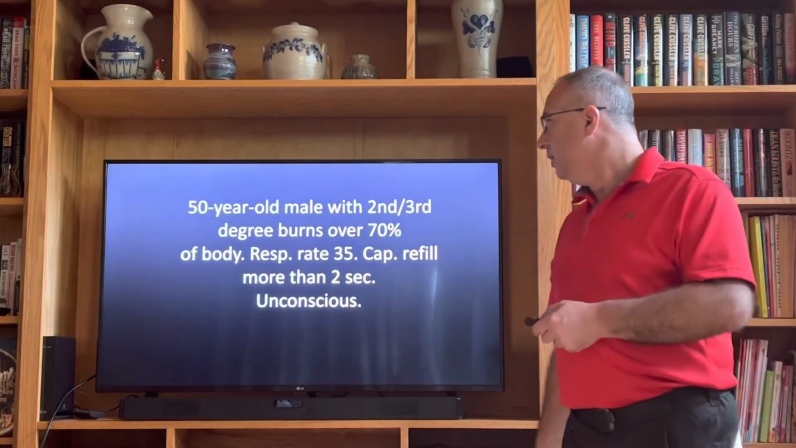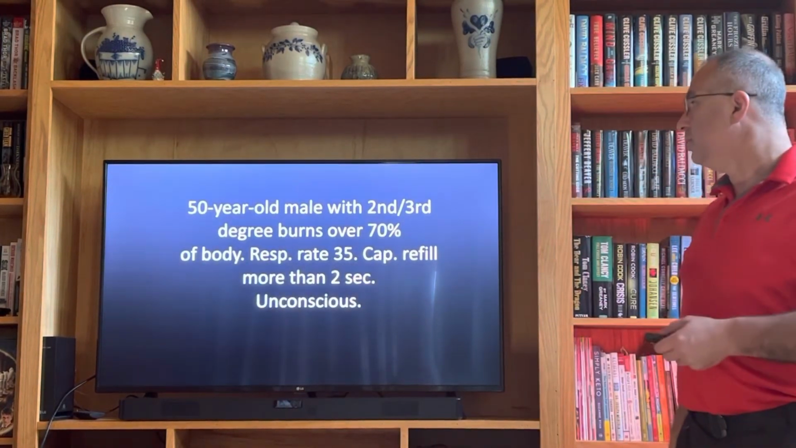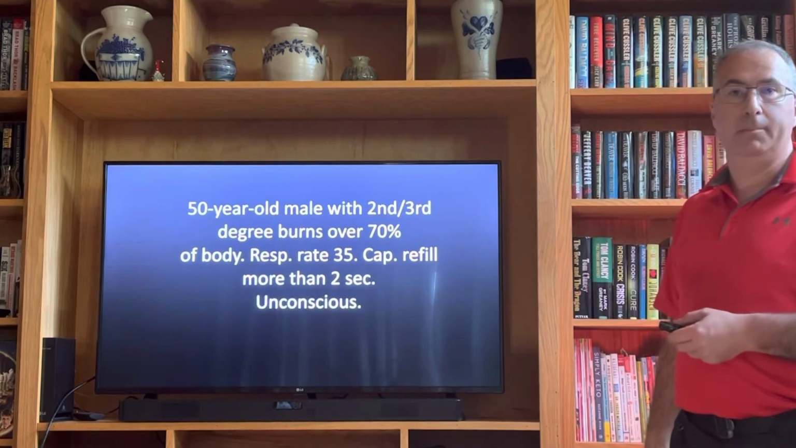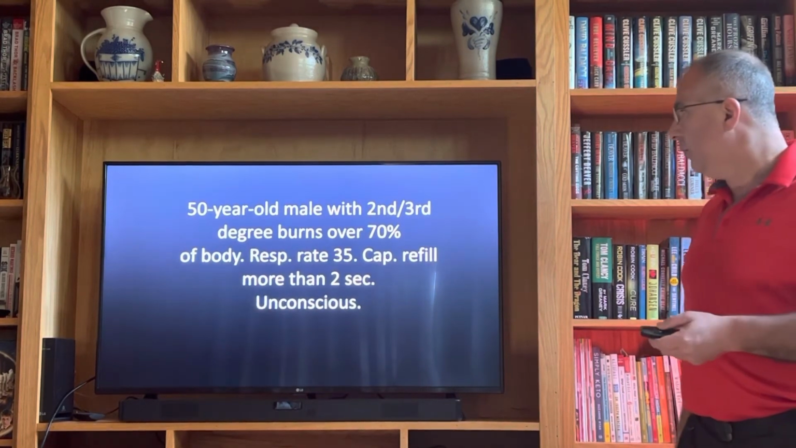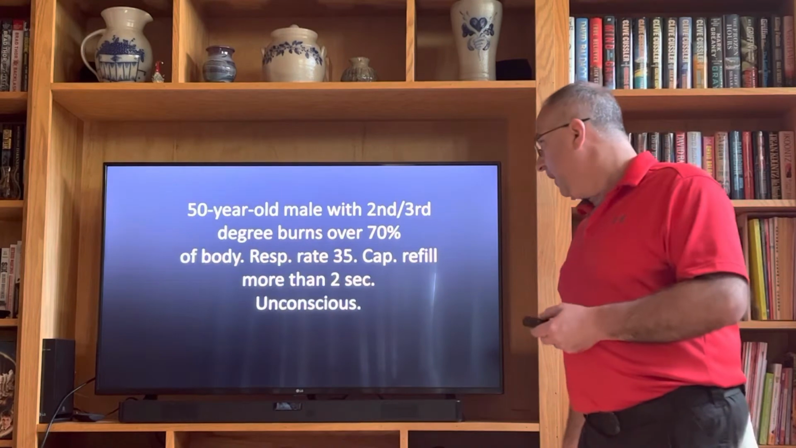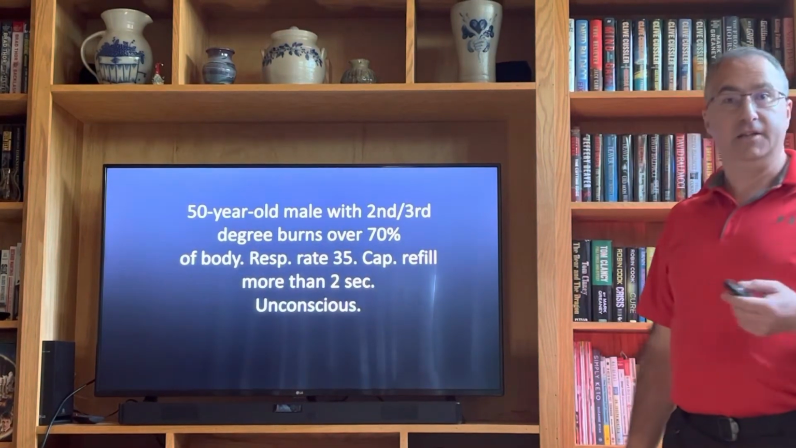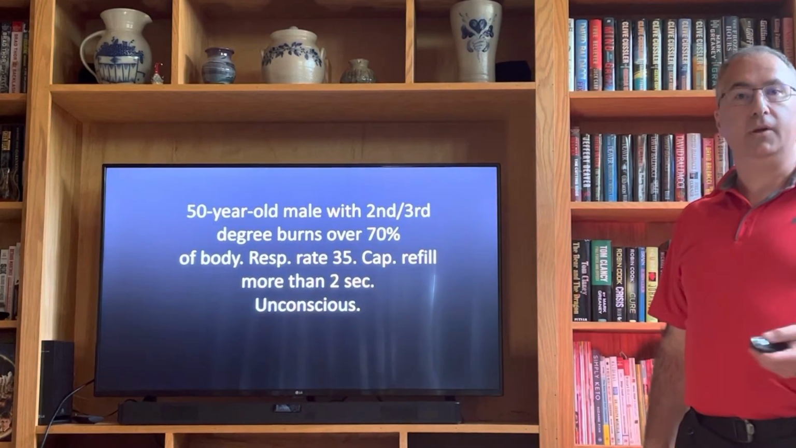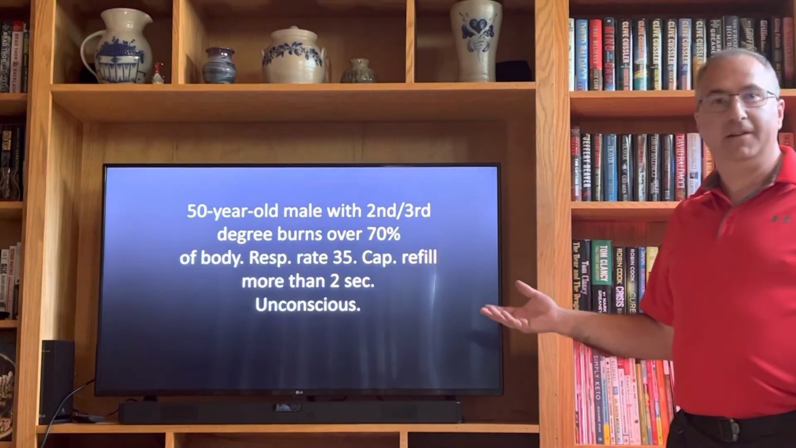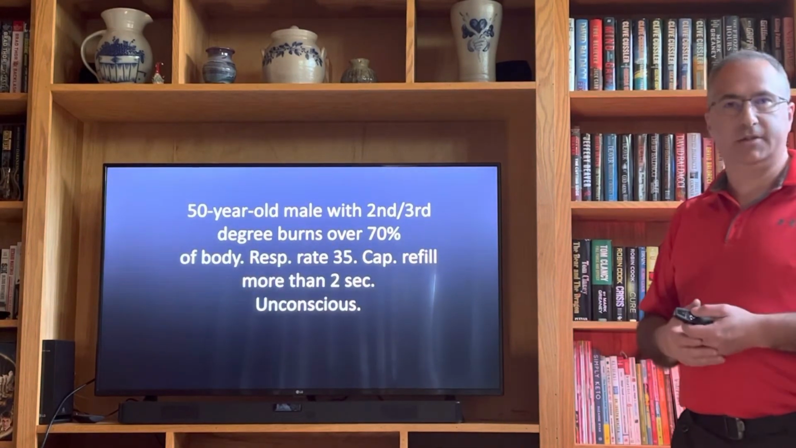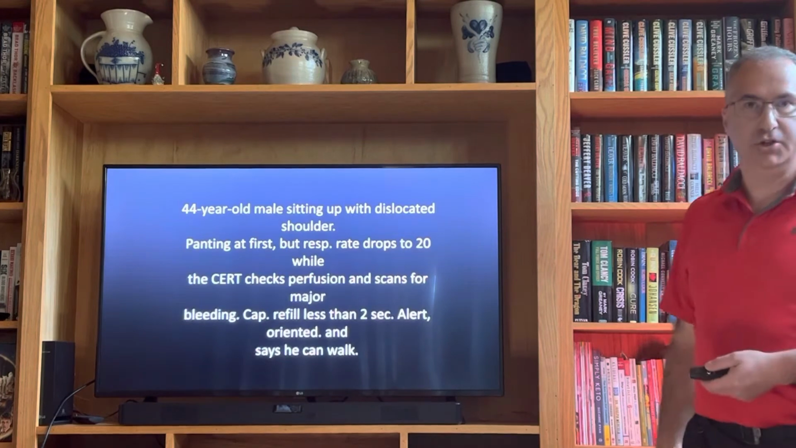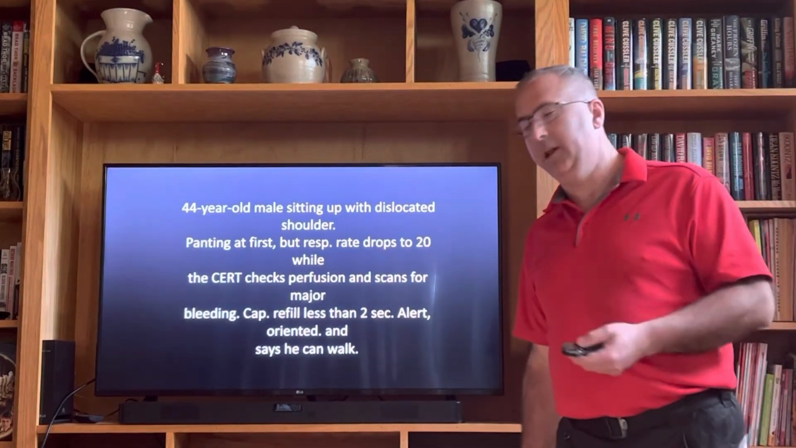So we have a 50-year-old male with second and third degree burns over 70% of his body. That's probably a bad day, isn't it? He's got a respiratory rate of 35, a cap refill of more than 2 seconds, and he's unconscious. Well, what do you think? Is this an immediate, is this a yellow, what is this? This patient's a red patient. Okay, that's an immediate patient.